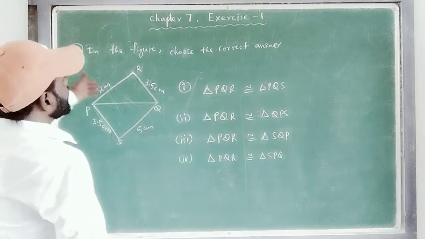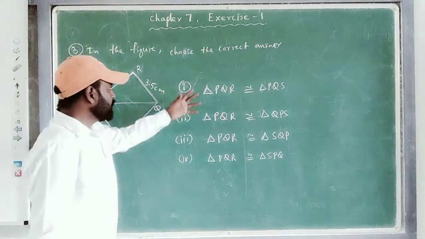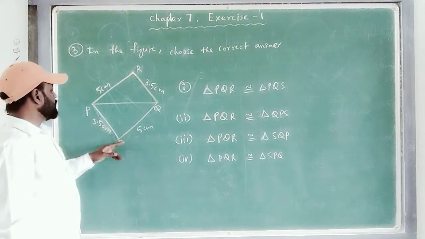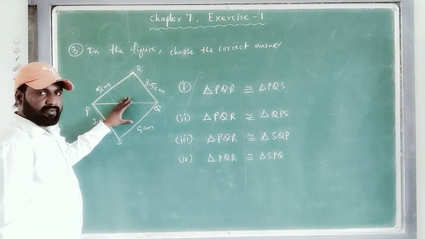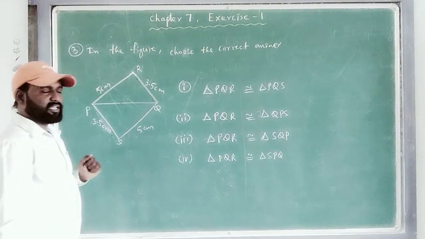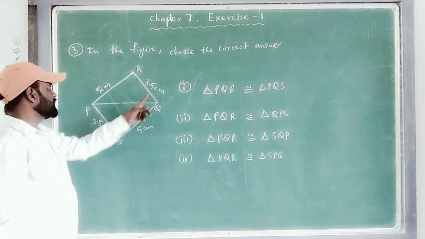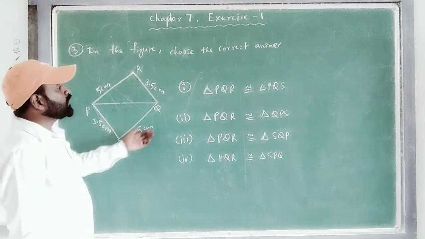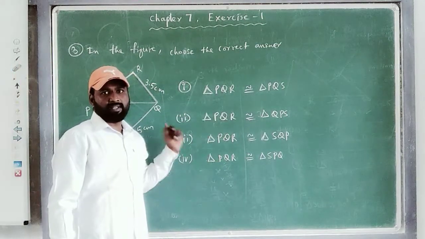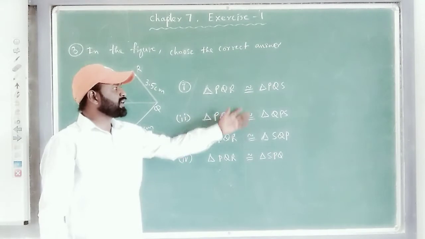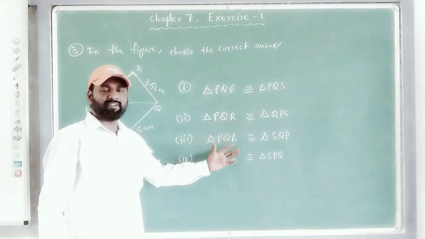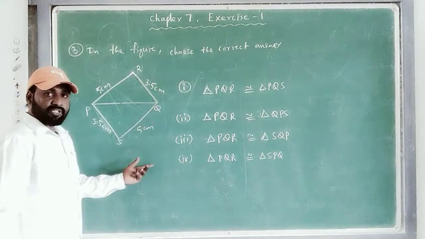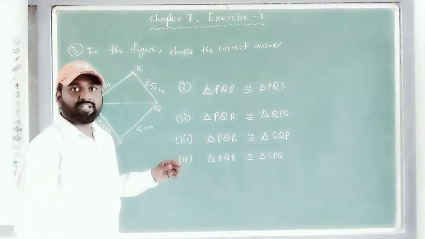See, in this figure, choose the correct answer. Here 4 options are given. The two triangles PQR, PQS are given. The corresponding side measurements are given. Here 5 centimeters, 5 centimeters, 3.5, 3.5. PQ is the common side for both the triangles. So how to identify the correct congruency of the triangles? Here pairs of triangles are given, all with congruent symbols in between. But which is the correct order?